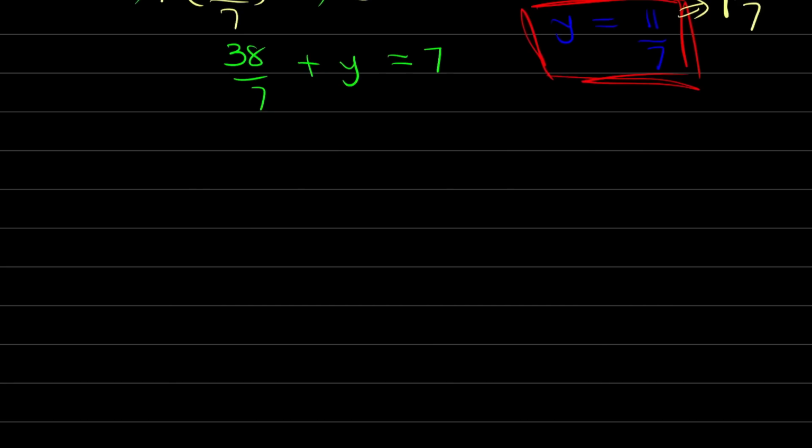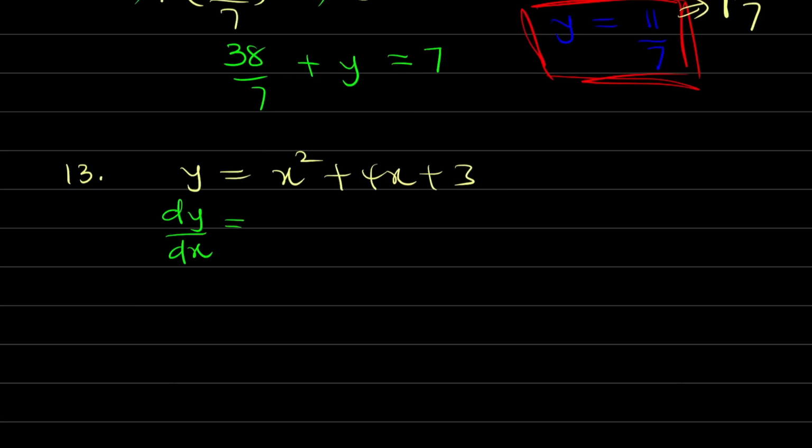For question number 13, the question says find the vertex of the parabola y is equal to x squared plus 4x plus 3. Find the vertex of the parabola. I'm going to do this in two ways. The first one is a pretty advanced method and it's actually pretty easy to do. What you need to do is to just differentiate the function y with respect to x. So I'm going to say dy dx, if you're familiar with this approach, is simply 2x plus 4.